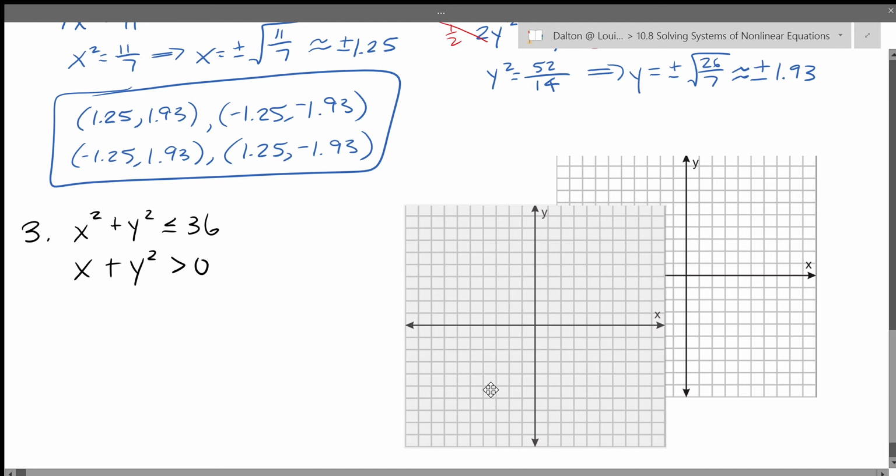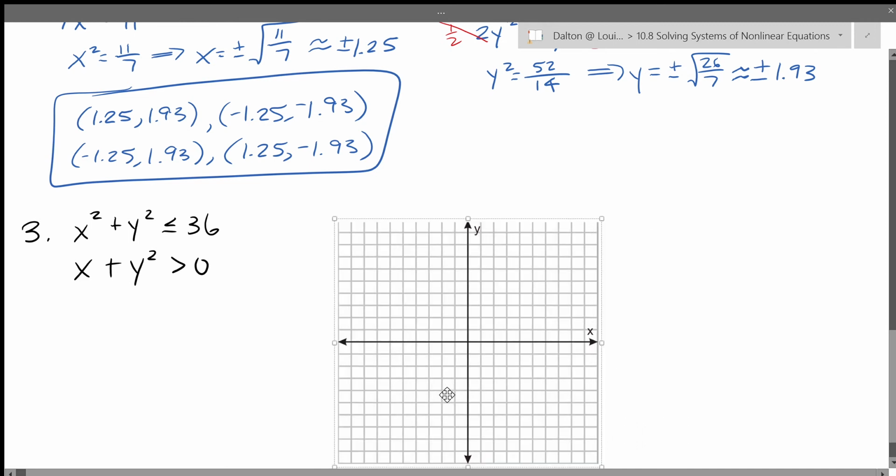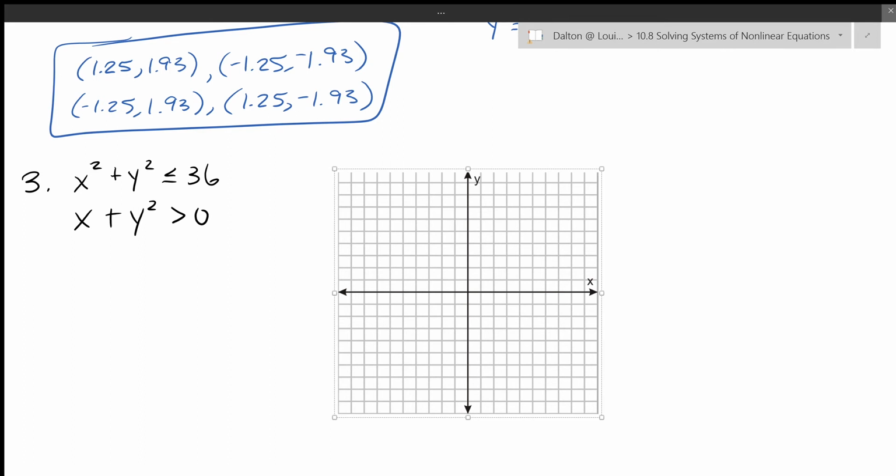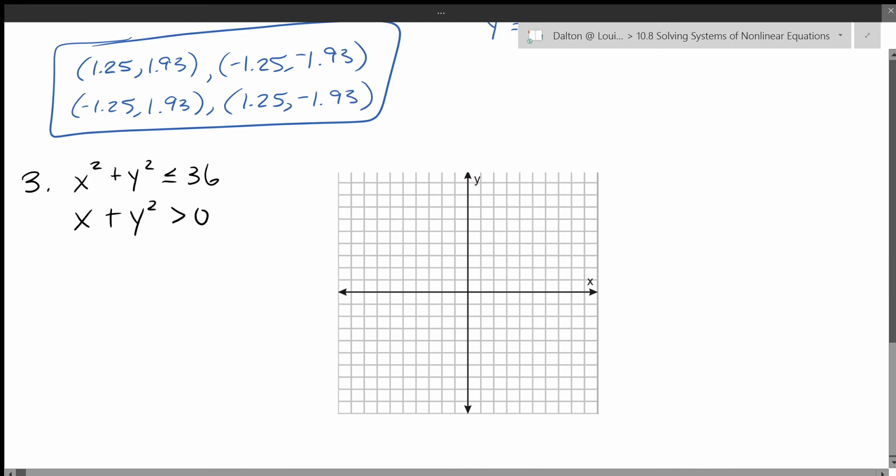Okay, so the first inequality, x squared plus y squared is less than or equal to 36. What is that going to create? What conic section is that? It is a lovely looking circle because there's no shift. So its center point, because there's no x minus h or y minus k, the center point's just at 0, 0, and the radius is equal to 6. So go ahead and graph that circle.